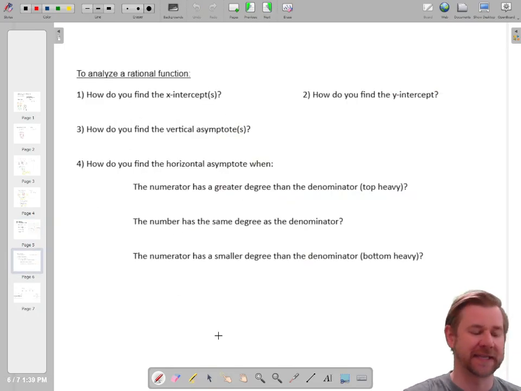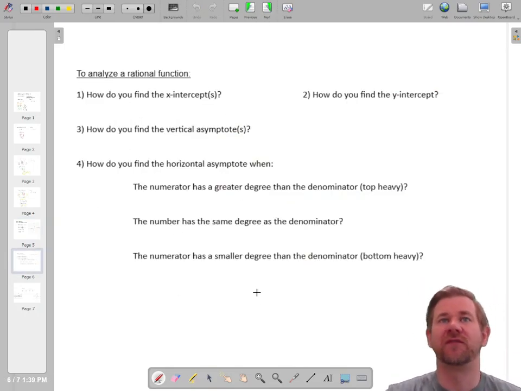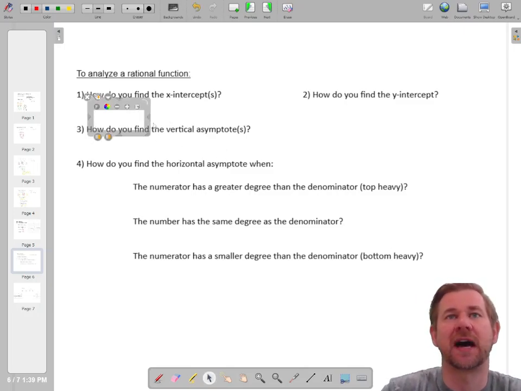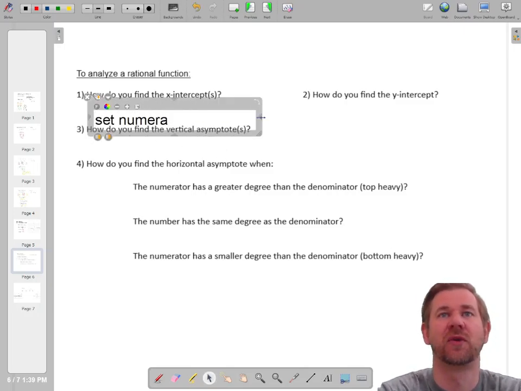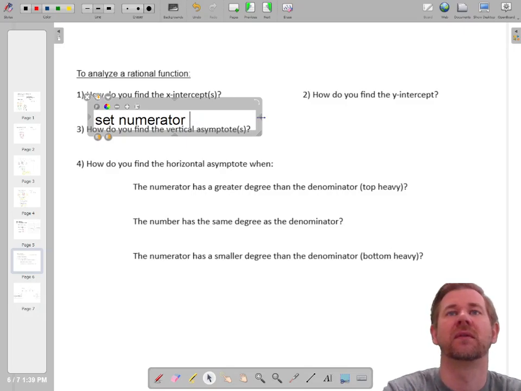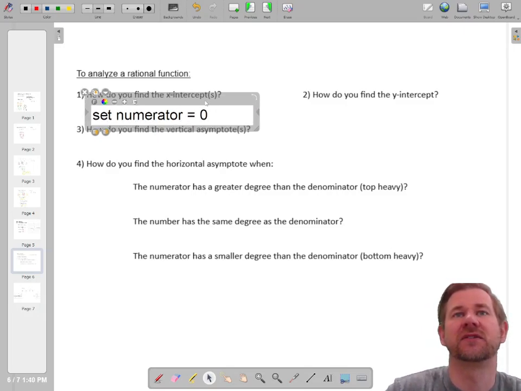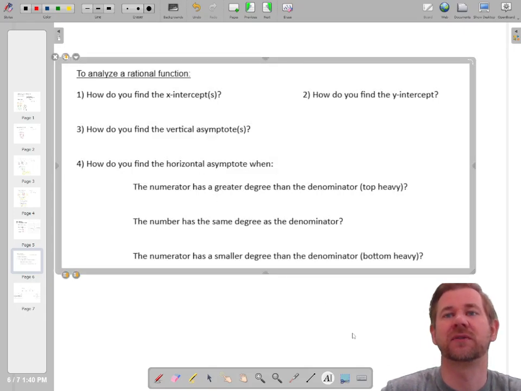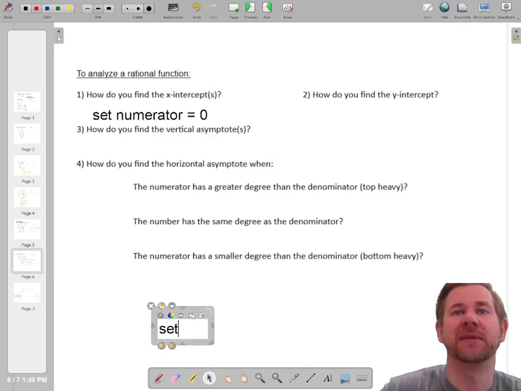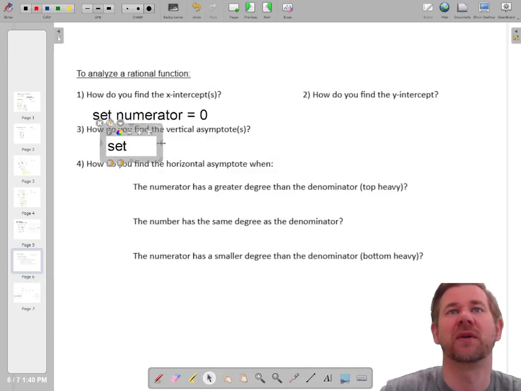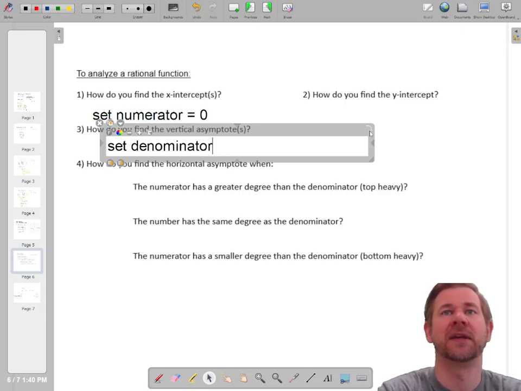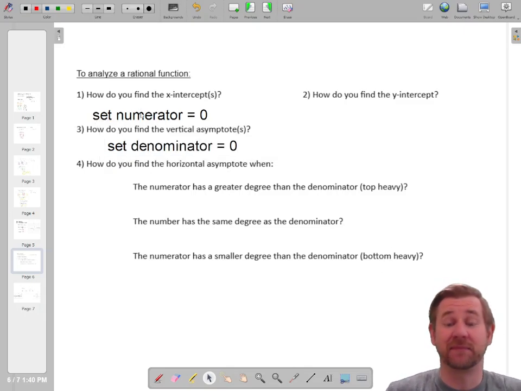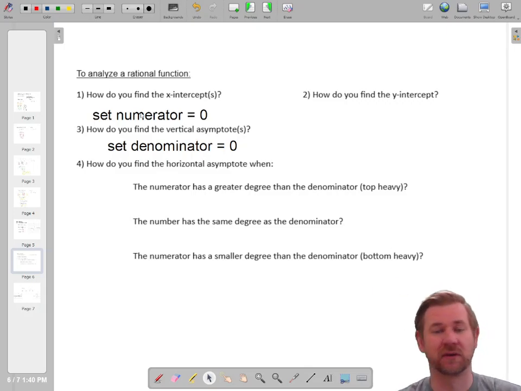So how do we do these things algebraically? If I give you a function, how do you find the x-intercept? The first thing you're going to do is set the top of the fraction equal to 0. Set the numerator equal to 0. Okay, if you're trying to find x-intercepts, you set the top equal to 0. If you're trying to find vertical asymptotes, you set the bottom equal to 0. So for this part, right below it, you set the denominator equal to 0, and then you solve for x. Okay, so every problem, set the top equal to 0, set the bottom equal to 0, solve.